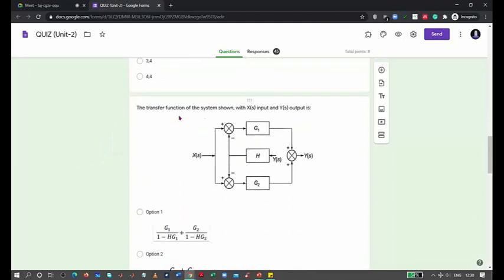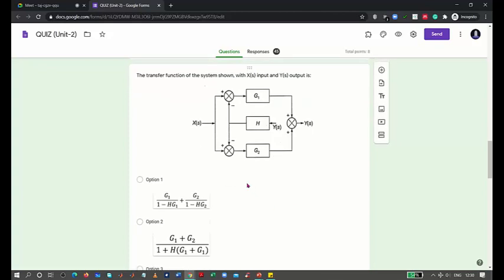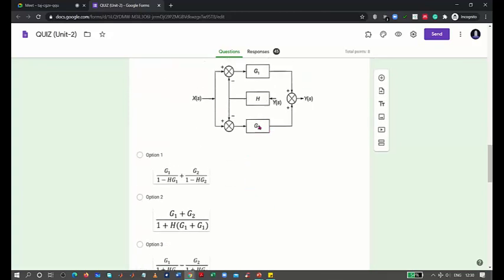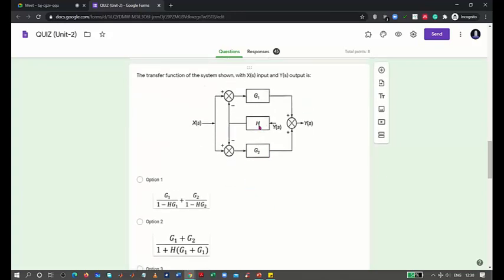The next question was: the transfer function of the system shown with X input and Y output is. In this type of question, as I told you, if you feel any problem in solving a block diagram using the block diagram reduction technique, you can convert that into a signal flow graph and apply Mason's gain formula. That could make things easier.